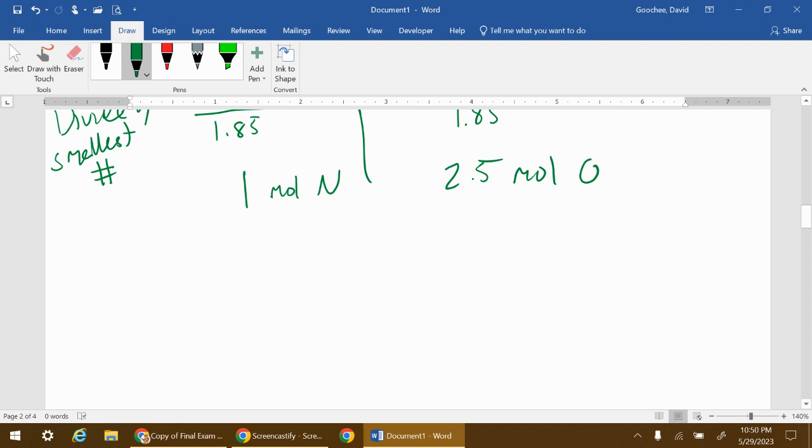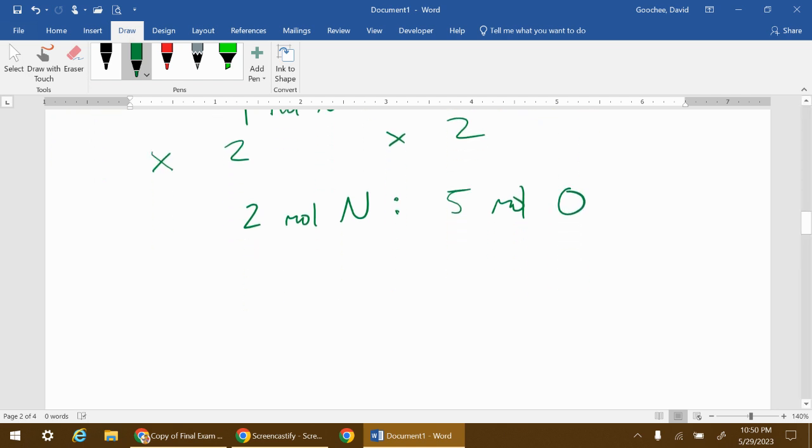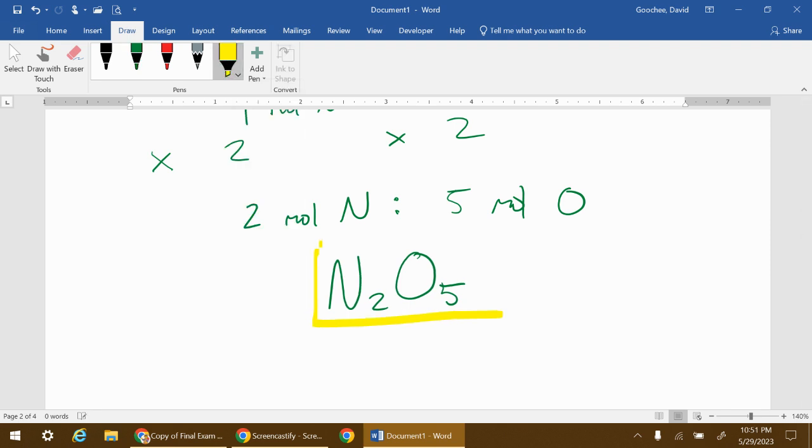At this point, you might be like, oh, I see, I got some simple whole number ratios. Well, almost whole numbers. 2.5 is not a whole number. Fortunately, we can multiply everything by 2 to make it a whole number. So we've got 2 moles of nitrogen for every 5 moles of oxygen. So the empirical formula is, if you got 2 nitrogens for every 5 oxygens, it's N2O5. That is the empirical formula.